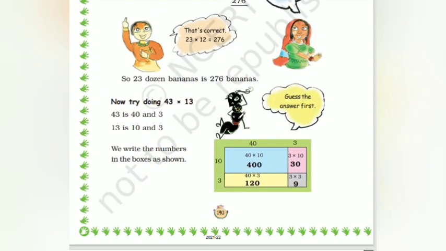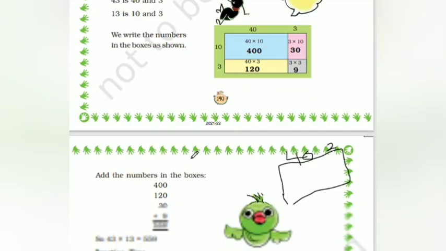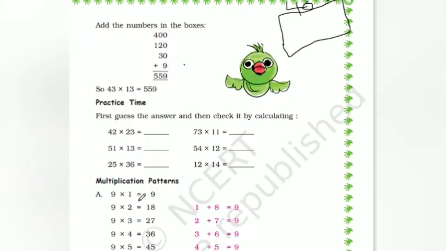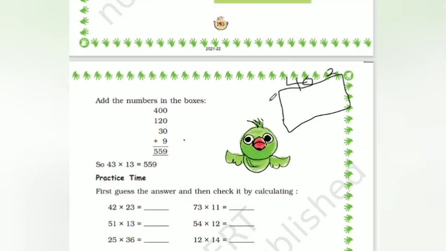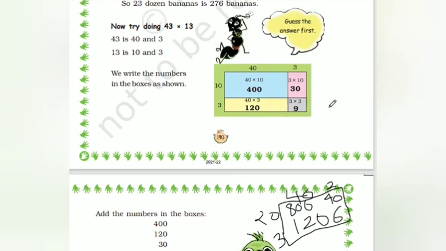Here, see, 43 into 23 means 40 and 3. Then this is multiplied by 23. That 23 can be written as how much? 20. Then here, what? 3. So 40 into 20, what is that? 4 into 2 is 8, and additional 2 zeros. 40 into 3, what is that? It is 120. Okay. Then 20 into 2 is 40. 2 into 3 is 6. So we have to add all of this.